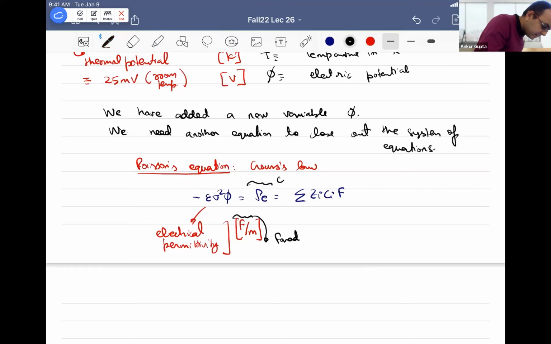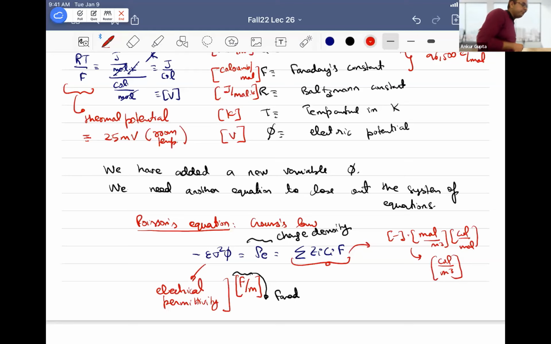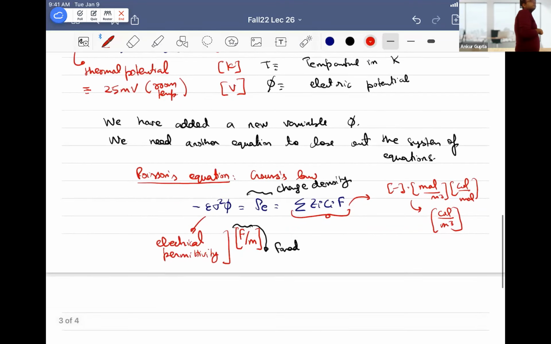Then rho e is charge density. Note this, the units of this are dimensionless times mole per meter cube times coulomb per mole. So the unit becomes coulomb per meter cube. This gives you some feeling that the right hand side is charge density, because the units are coulomb per meter cube. Coulomb is a unit of charge, and then you have a charge per meter cube.